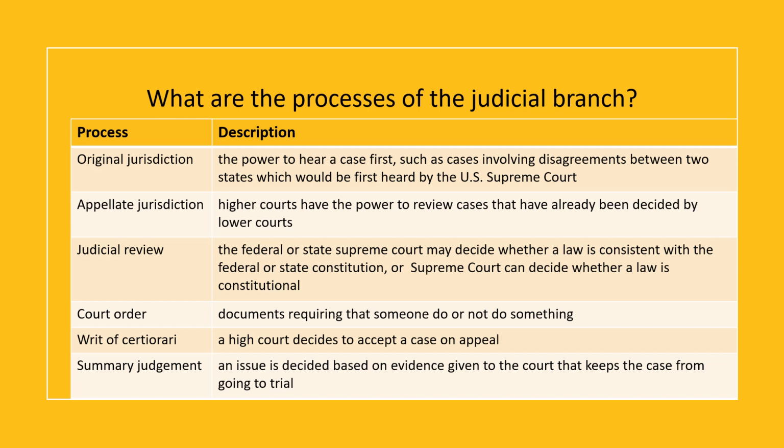And then finally, a summary judgment. A summary judgment is an issue that is decided based on evidence given to the court that keeps the case from going to trial. So this means that there might be a situation where the court has enough evidence that they can go ahead and decide, and they don't need to actually hold a trial.